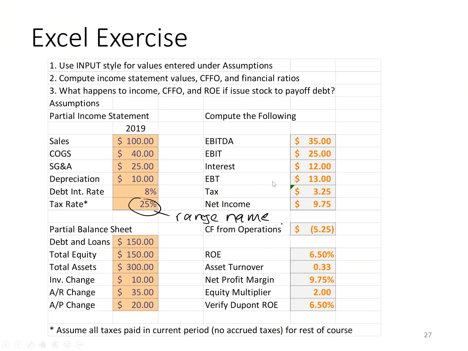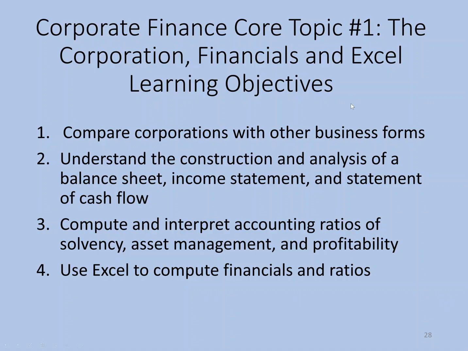So in this topic, we talked about formats, doing calculations in Excel, setting range names, and how to just basically use Excel to make some very simple calculations. So in this topic 1, we've compared corporations with other business forms. We understand the construction and analysis of a balance sheet, income statement, and statement of cash flow. We computed and interpreted accounting ratios of solvency, asset management, and profitability, and we used Excel to compute financials and ratios.